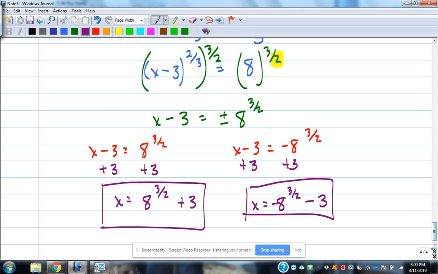Those are the exact solutions. Now we can get the decimal equivalents for those. It should be plus 3. Thank you.